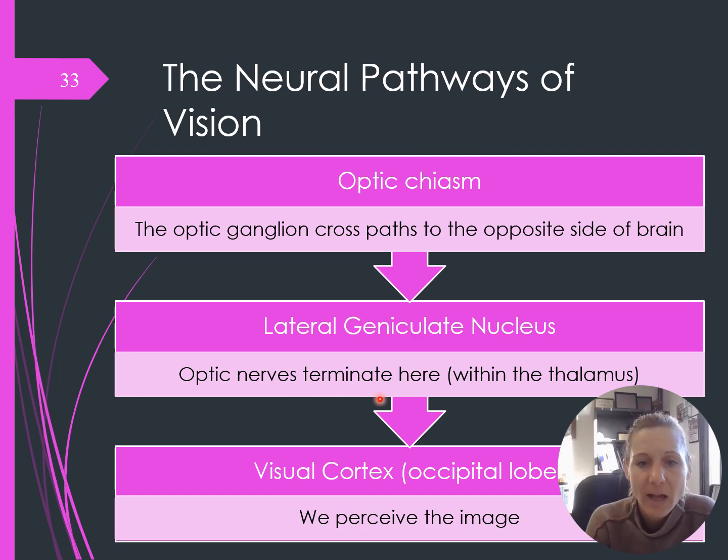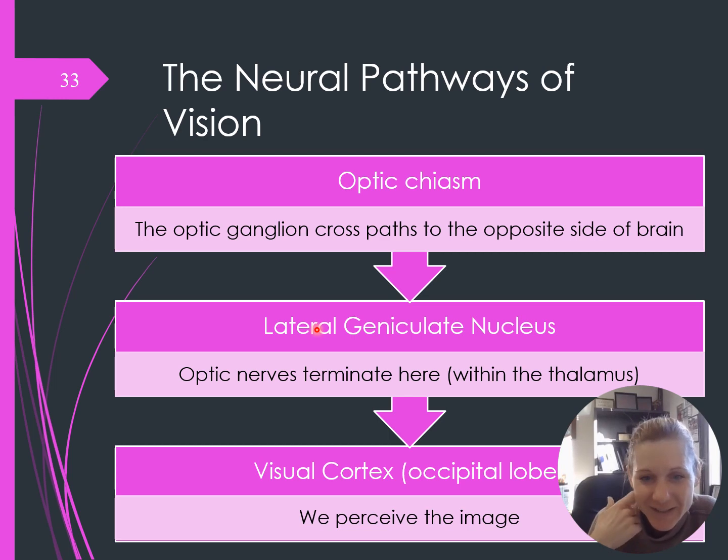Then we'll move into the lateral geniculate nucleus, and this is where those optic nerves are going to terminate. This is within the thalamus, and as we know, the thalamus is going to serve as a relay station for that sensory information. The thalamus is then going to take that information and send it over to the visual cortex, which is found in the occipital lobe, and that's where we will eventually perceive that image.